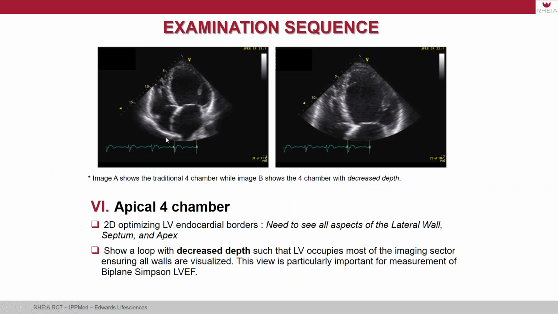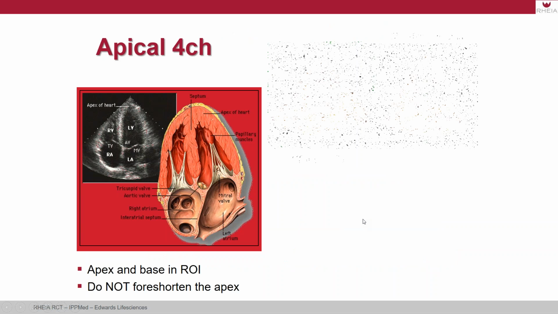Then we move to the apical. So now we've done the parasternal, we move now to the apical. Apical 4 chamber is, of course, a very important one. We want a view that includes the 4 chambers, and then another view that is more focused on the left ventricle, optimized for the left ventricle to measure the LV ejection fraction.